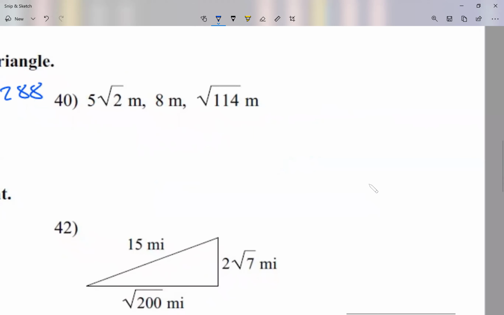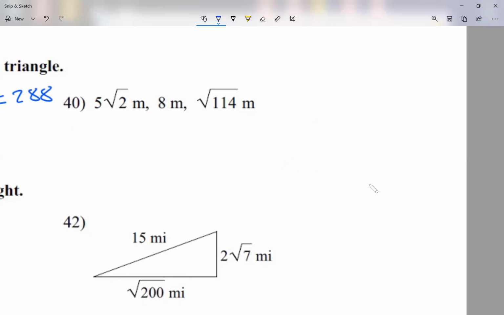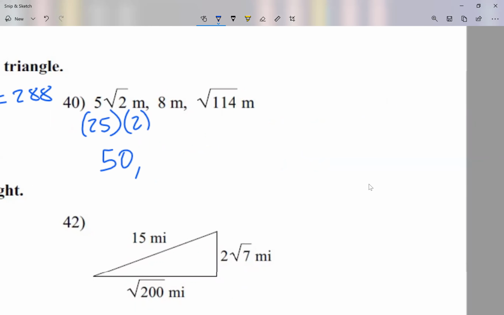Looking at question number 40. If I only had the 5, 5 squared is 25. If I only had the radical 2, all squared is 2, right? You get the number on the inside. Because I have both, let me multiply this. So I'm going to say 5 radical 2 all squared is 50.